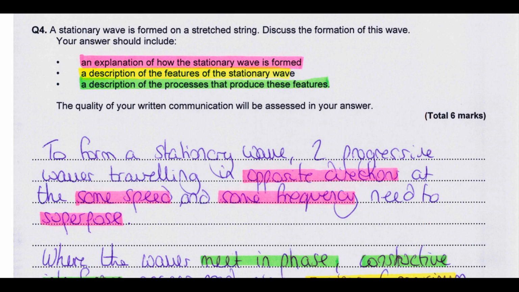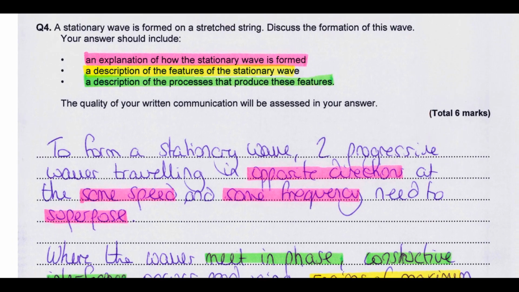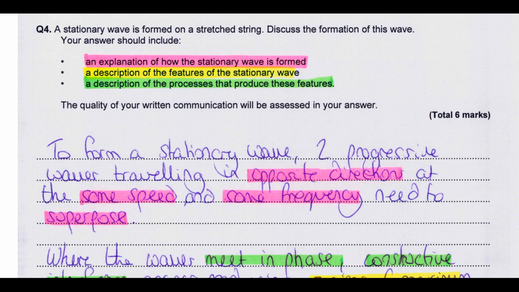So what I've done is I've gone through and highlighted what I've written in which section it's relevant to. So pink is when I'm explaining how a stationary wave is formed, yellow when I'm describing features of a stationary wave, and then green describing the processes that actually make those features. So to start off with, we're going to look at how you go about making a stationary wave.